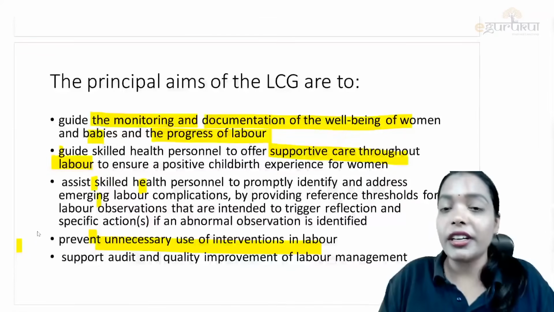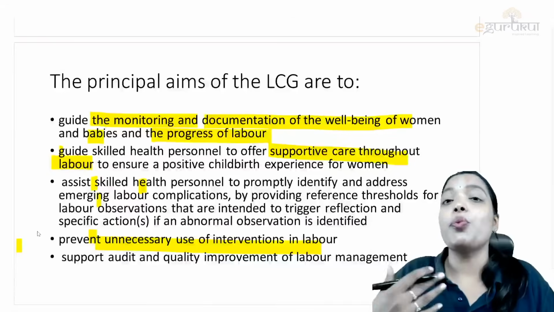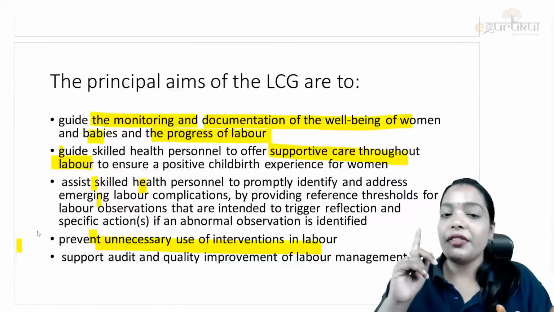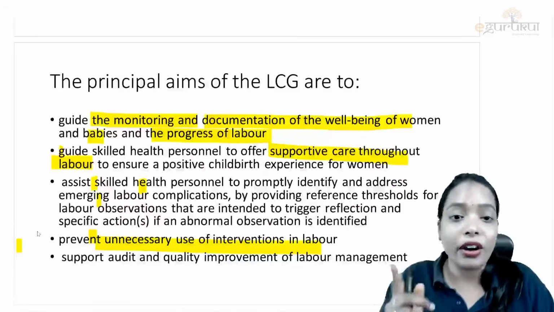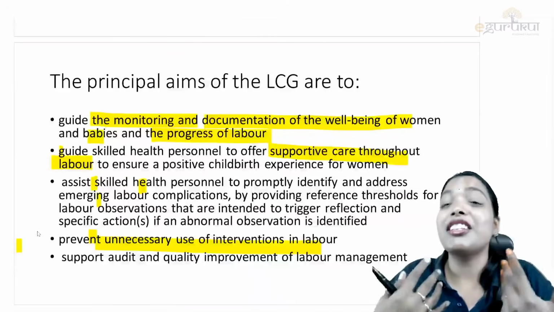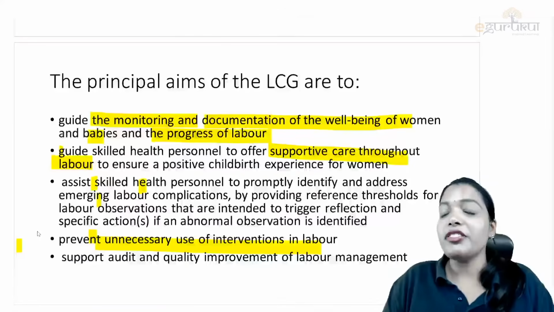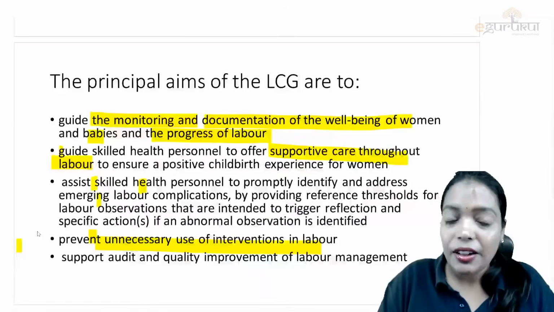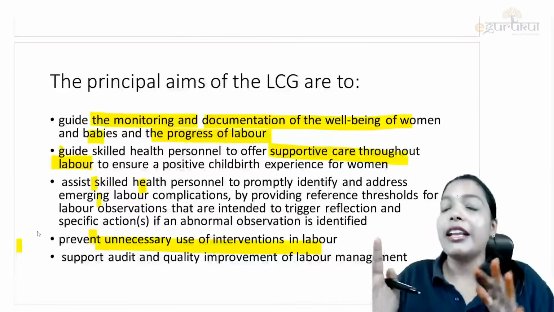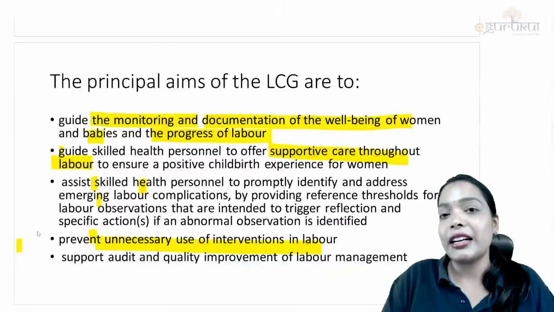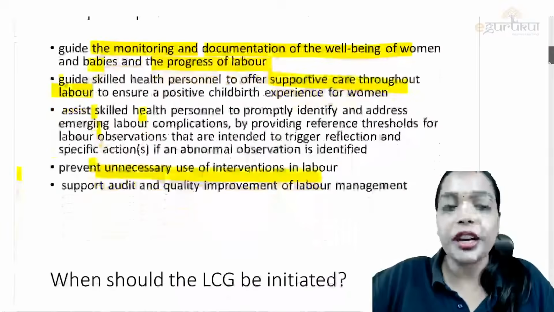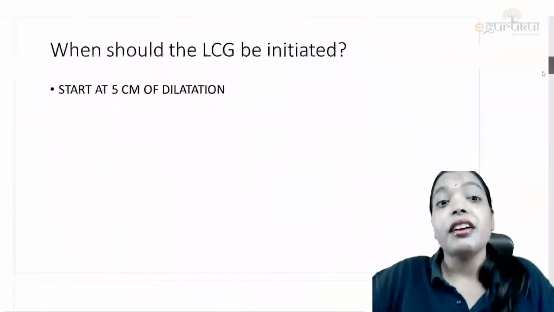So always having the audit and quality improvement is very important, right? So the principal aims are: we are monitoring and documenting the progress of the labor. We are giving supportive care throughout the labor for a positive childbirth. All the triggers are identified and addressed. Our main aim is to prevent unnecessary interventions in labor. It helps us to support the audit and quality improvement. Okay? Now, there are four principal things which they're going to do in the labor care guide.